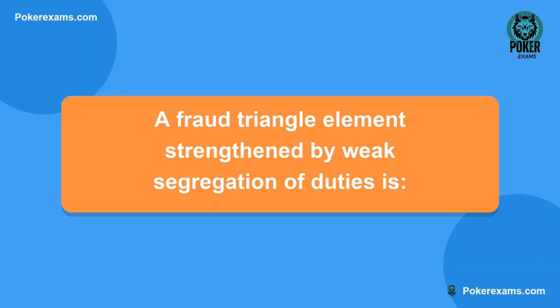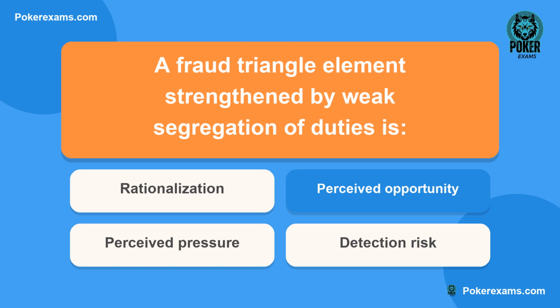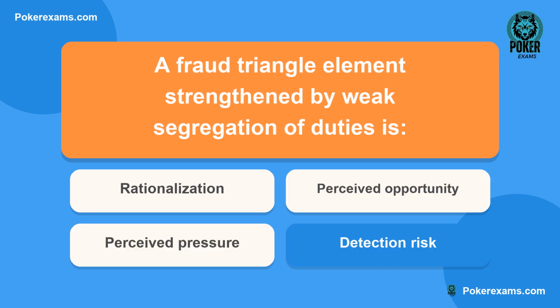Next question. A fraud triangle element strengthened by weak segregation of duties is. Is it A, rationalization? Or B, perceived opportunity? Could it be C, perceived pressure? Or lastly D, detection risk?